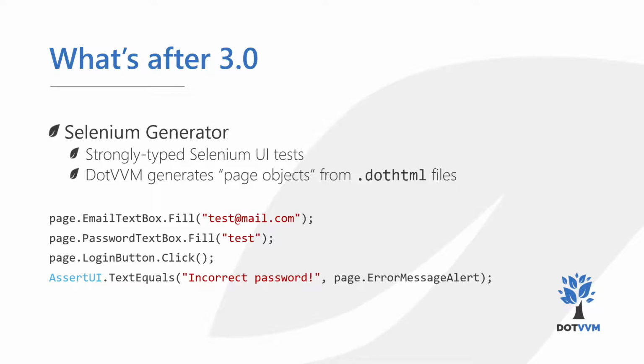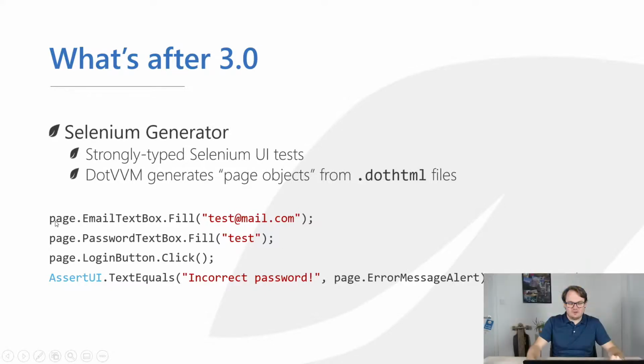And in the UI test, it will be very easy to write these tests because, for example, you will have something like page.emailTextBox.fill, and you can fill the value. Then you will have a reference for the login button. You can click on it. You can make sure that some alert contains some error message. So that's what you can expect of this feature. And these definitions of email text box, password text box, login button, and so on, will be generated for you, so you don't need to write them.